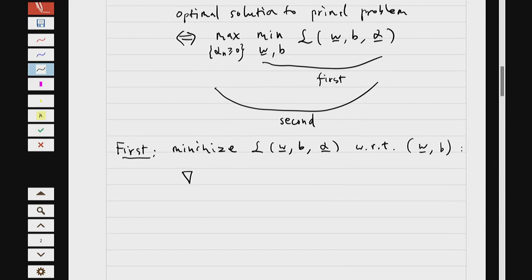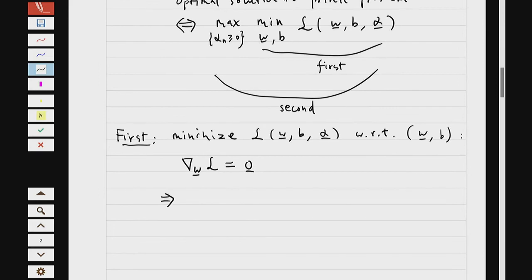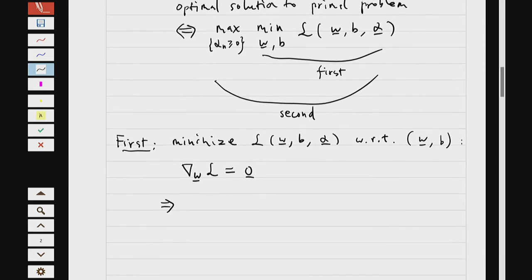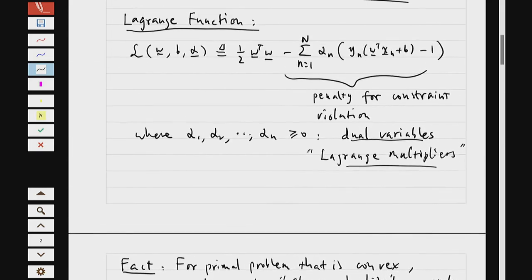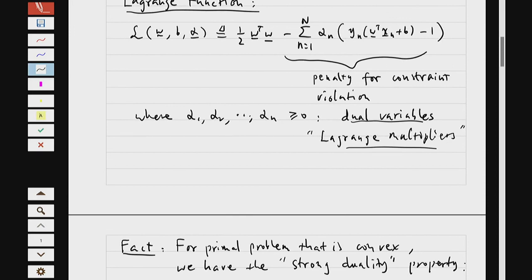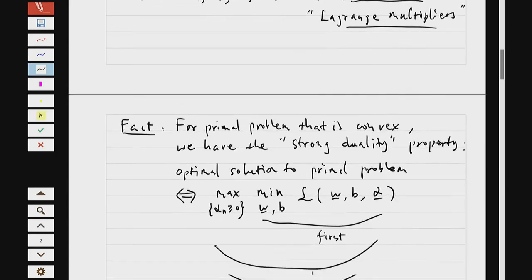So the gradient of this function set to 0, that's what we want to do. So what does it give us? Well, what is the gradient with respect to W? Let's look at our Lagrange function again, on top there. Taking the gradient with respect to W, by now everyone should be able to do this quickly. The first term is a square term, so you just get W. And the second term is a linear term, so just take the coefficient in front of W. This is easy to do.